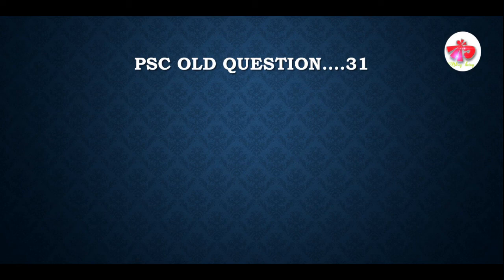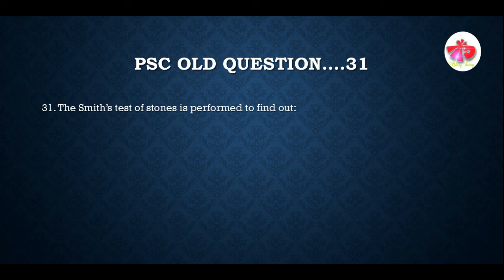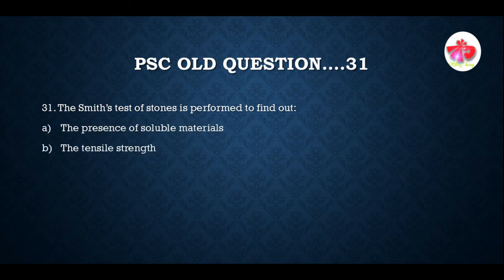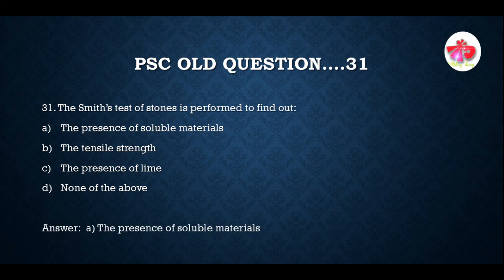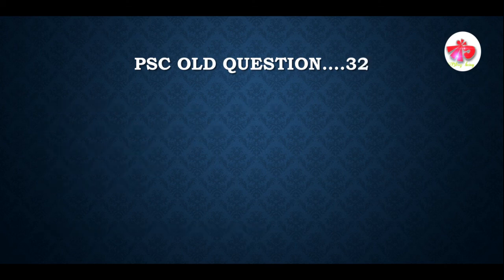Let us move to question number 31. The Smith test of stone is performed to find out what? Option A is the presence of soluble materials. Option B is the tensile strength. Option C is the presence of lime, and option D is none of the above. So friends, the Smith test of stone is performed for finding out option A, that is the presence of soluble materials.